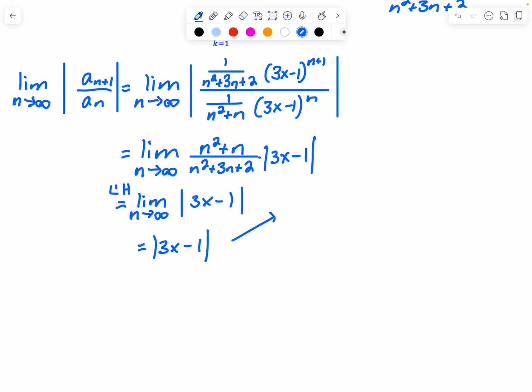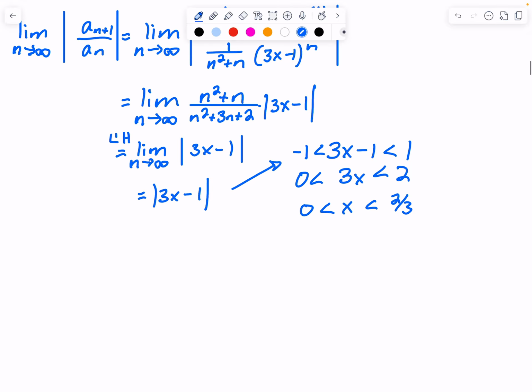Then we take this thing, and we want it to be less than 1. That means 3x minus 1 is between -1, no inclusion, and 1. If you work this out, I add 1 to both sides. I get 0 is less than 3x, which is less than 2. That tells me x is between 0 and 2/3. So I know that that is my interval. Now I need to check the endpoints.